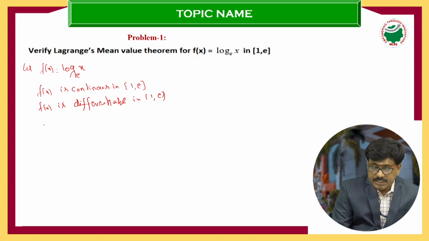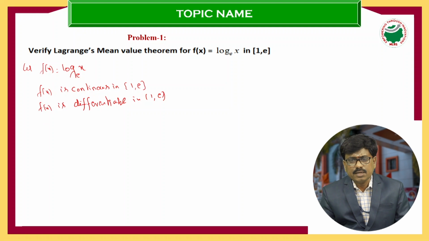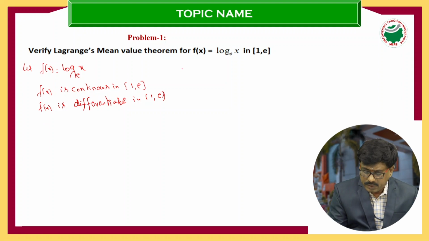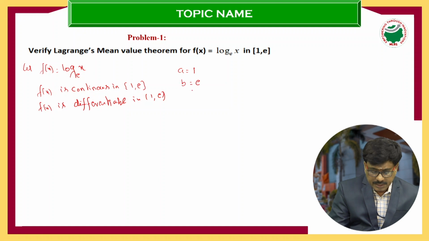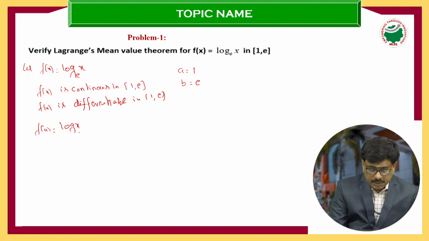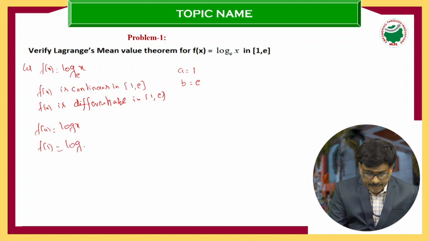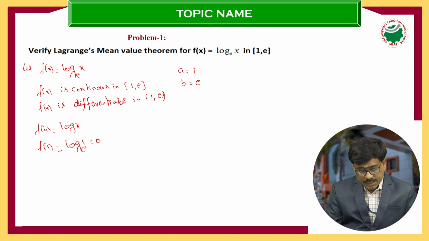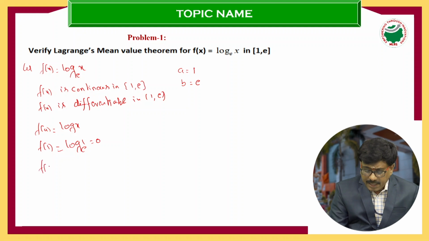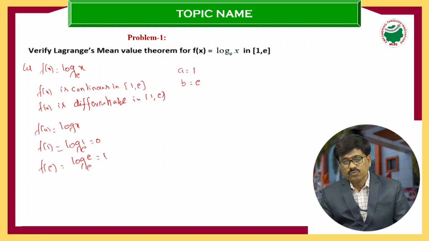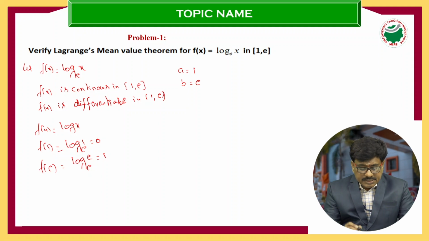We need to calculate f of a and f of b. Here a equal to 1 and b equal to e. Since f of x is log x, I can substitute a value 1: f of 1 is equal to log 1 to the base e, which is 0. Similarly, substituting b value e: f of e equal to log e to the base e, which is 1.